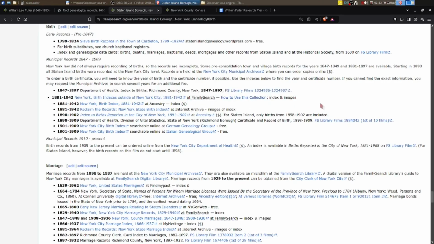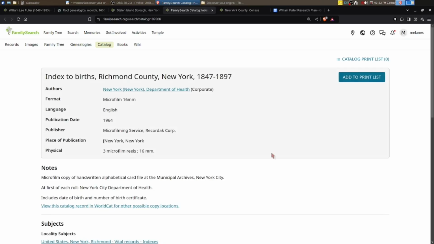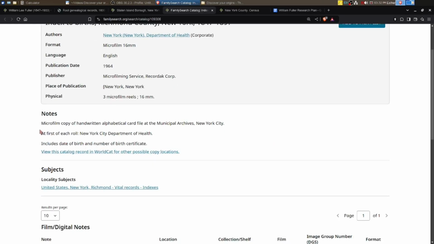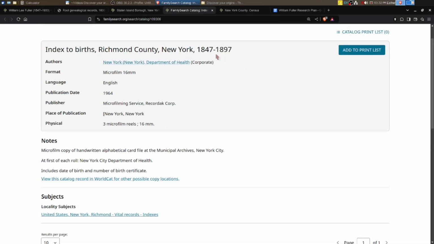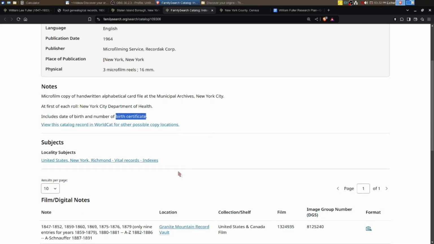And I don't know what kind of data will be available on the birth records for William Lee. Oh, this is interesting. Okay, so this collection is a microfilm copy of handwritten alphabetical cards at the first of each roll, New York City Department of Health. Okay, it includes the date of birth and the number of the birth certificate. If you can get that birth certificate, you can order it from New York. And I have no idea what information may be on there.